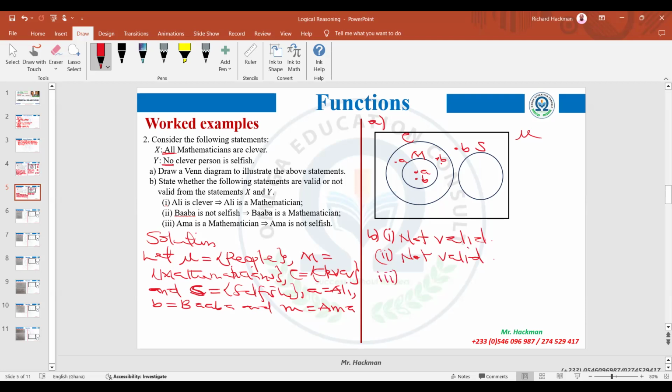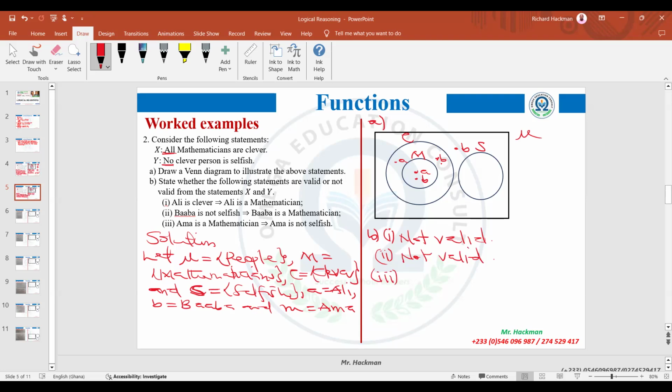The last one for this particular question. Okay, Amma is a mathematician. So it means Amma must be in which region? Which circle? M. Okay, and the circle for M, how many regions can you see?